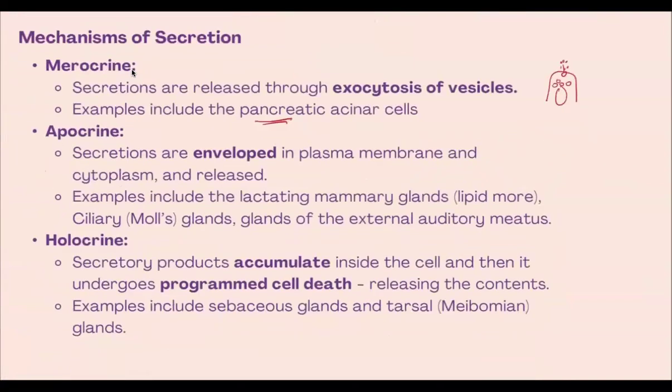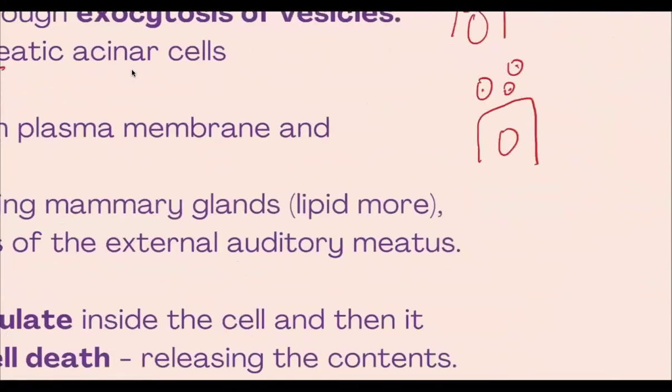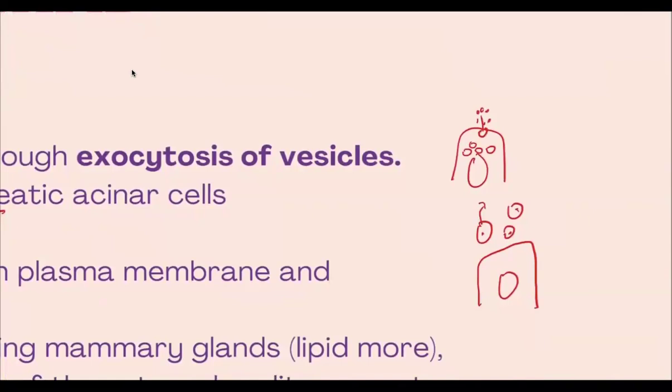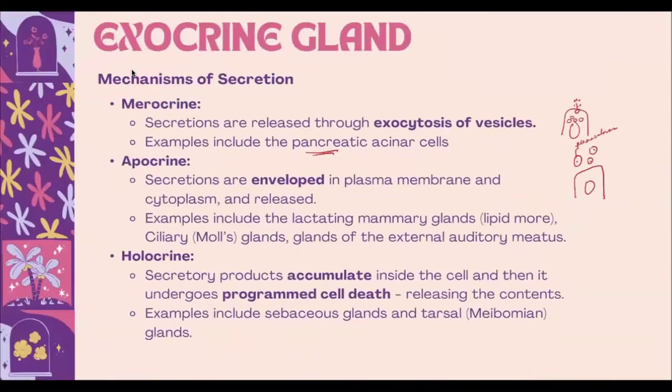Then you have apocrine, where the cell releases the secretions, the little dots inside the circles. You have your secretions and they're surrounded by a layer of plasma membrane. So they're enveloped, like little packages of secretions. You'd see this in lactating mammary glands, Moll's glands, and external auditory meatus glands. It's just good to know the examples. They can just give the name and ask which of the following is the type of secretion method they follow.